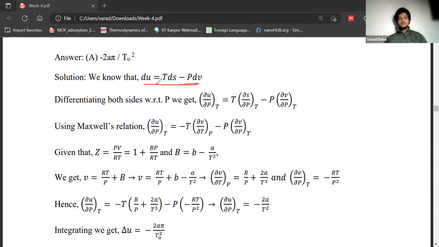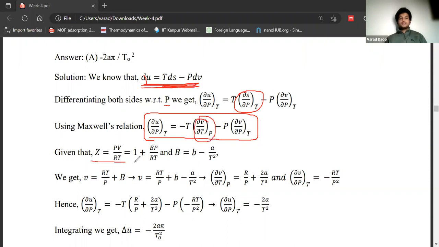What we know is the basic fundamental equation, that dU is equal to TdS minus PdV. Now we differentiate both sides with respect to P. So (∂U/∂P) at constant temperature is nothing but T (∂S/∂P) at constant T, minus P (∂V/∂P). Then we use the Maxwell relation, which is this one. Using the Maxwell relation, we rewrite it, we change this to this.